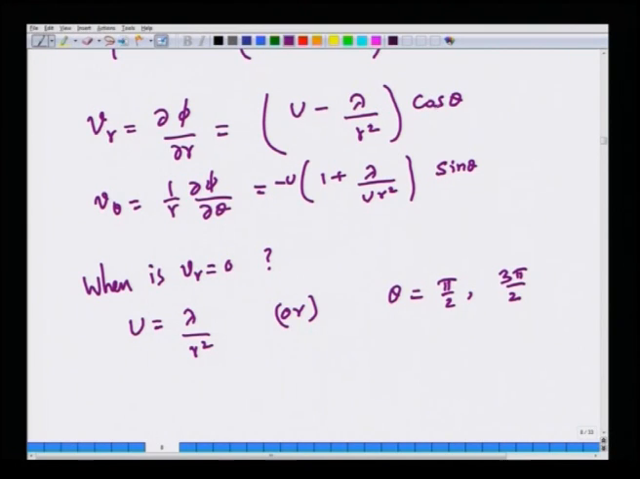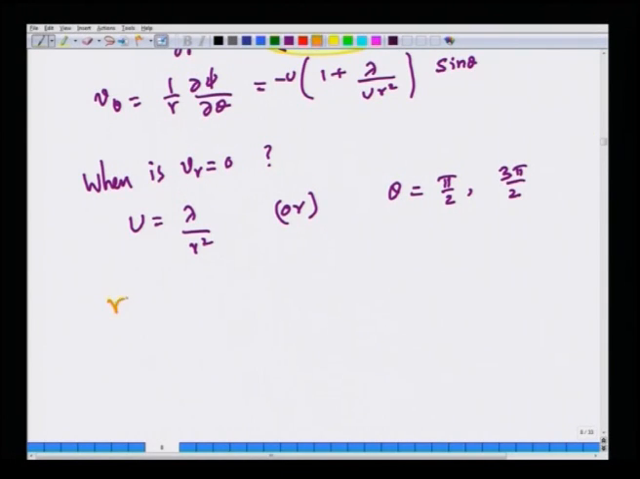So, V r can be 0 either when this quantity is 0, when u is lambda by r squared, or when cosine theta is 0. Cosine theta is 0 when theta equals pi by 2 or 3 pi by 2. This simplifies to r equals the square root of lambda by u. When the radial distance r equals a constant, which is essentially the shape of a circle in 2 dimensions, there is no normal velocity. V r is 0 along a circle. That means there is a closed streamline in which V r is 0. That is the definition of a streamline.